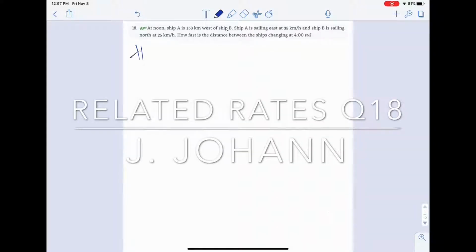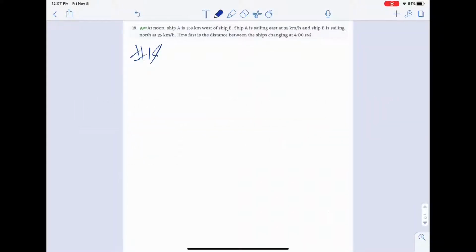All right, number 18. Ships, right? Ship A, ship B. They're 150 kilometers apart, right? Ship B is going north at 25 kilometers per hour. Ship A is going east at 35 kilometers per hour.